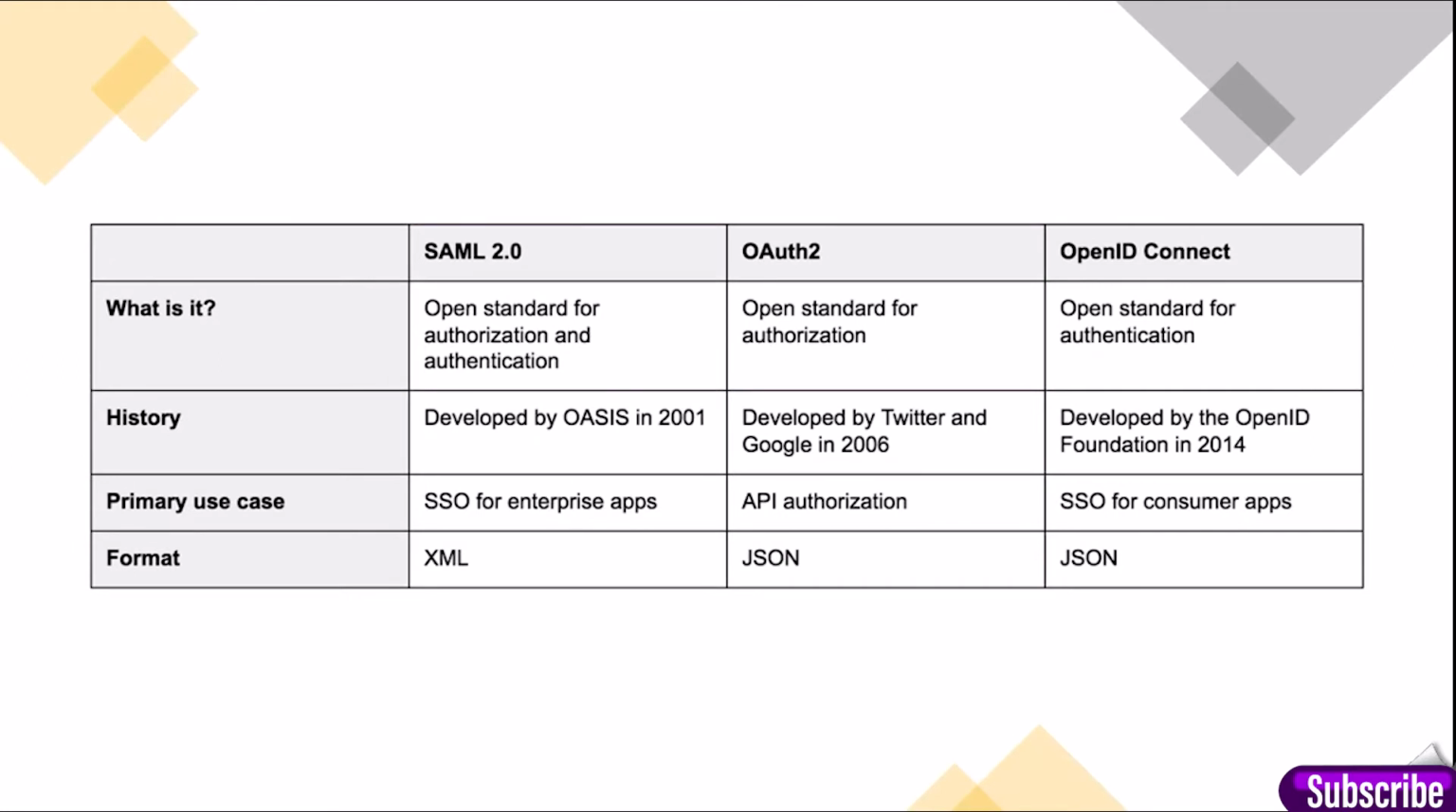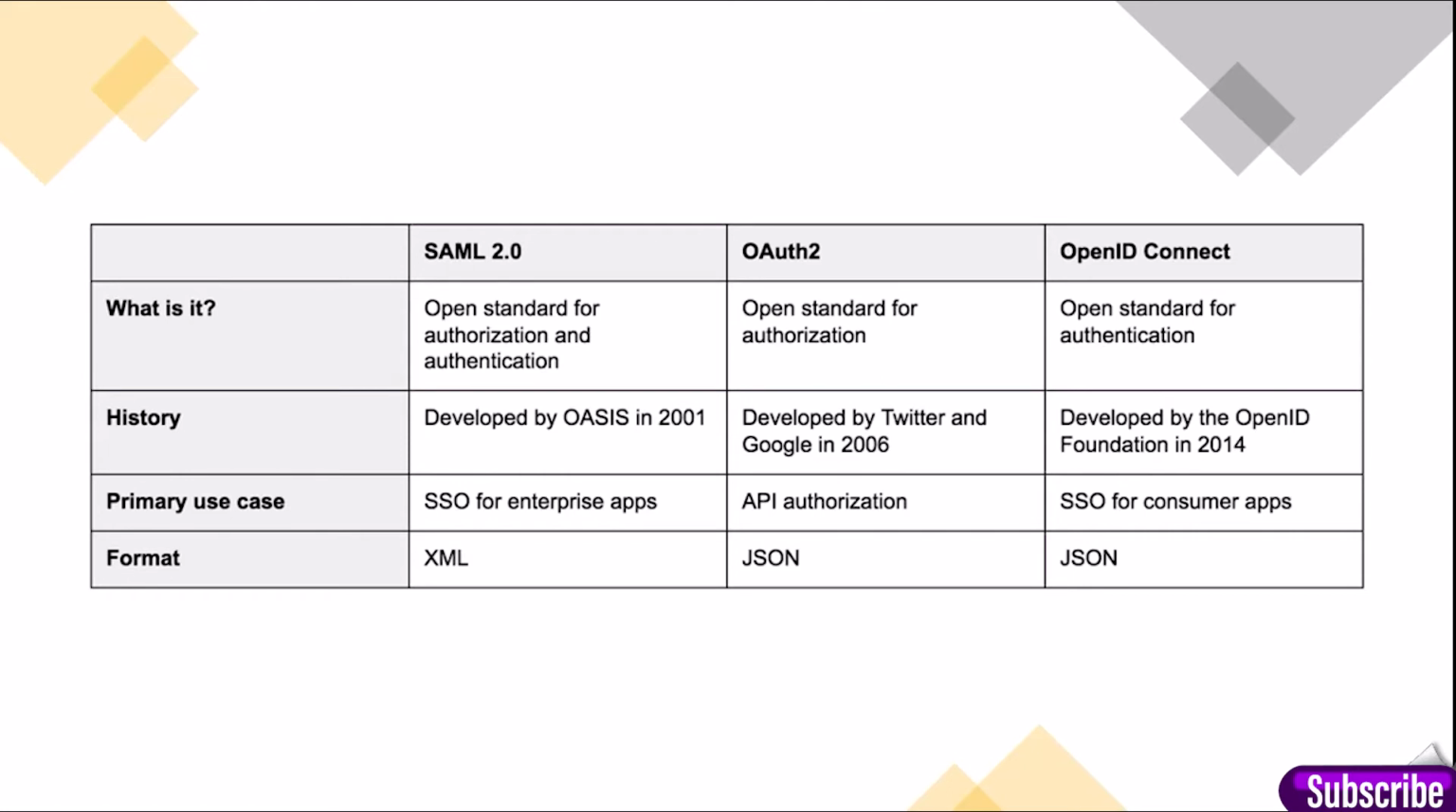Now, let's understand through this diagram. SAML, as we know, is an open standard for authorization and authentication. OAuth is an open standard for authorization only, not authentication. And OpenID Connect is an open standard for authentication. Now, if we go to the history, SAML was developed by OASIS in 2001. OAuth was developed by Twitter and Google in 2006. Here I'm talking about OAuth 2. And OpenID Connect was developed by the OpenID Foundation in 2014. So it is pretty new compared to both.